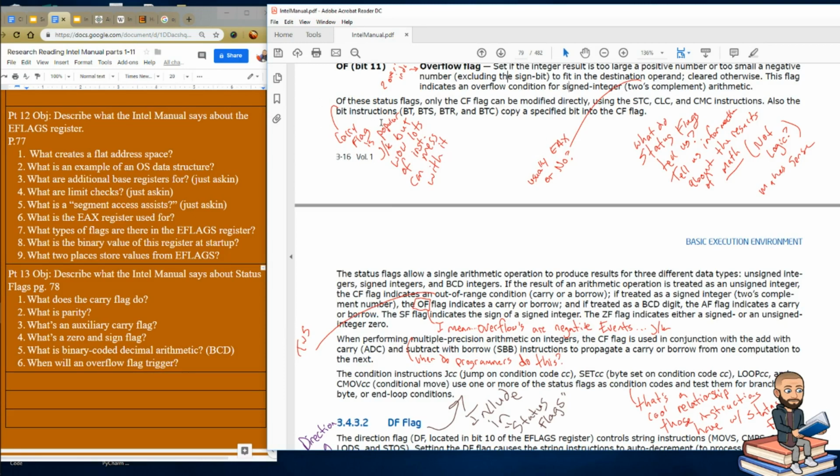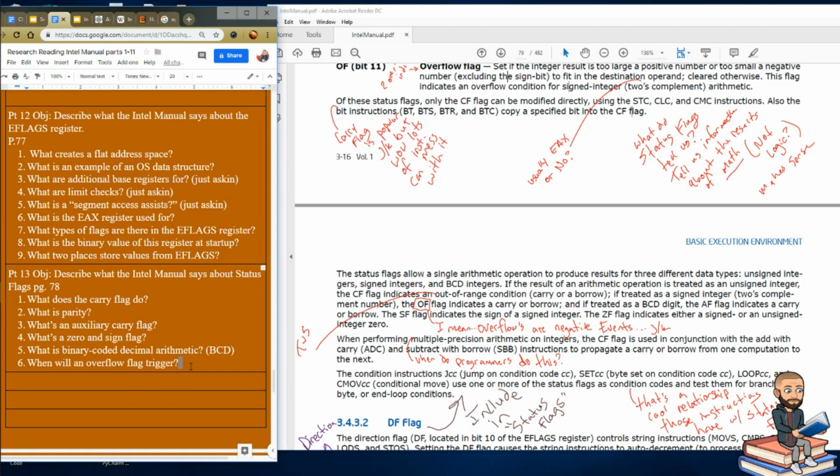Now I start this next section off with a joke. I'm saying the carry flag is super popular. That's because of these status flags, only the carry flag can be modified directly using the STC, CLC, and CMC instructions. So I assume this is like store carry or clear the carry or something else. Also, the bit instructions, so those we talked about earlier, I assume this does not stand for Bitcoin. Those bit instructions copy a specified bit into the carry flag. So when we learn more about those instructions, I'm sure we'll understand its relationship to the carry flag better.